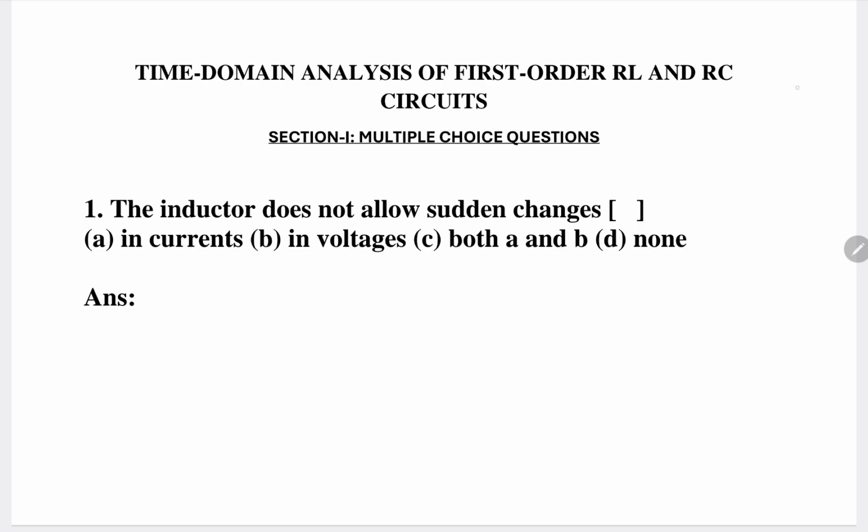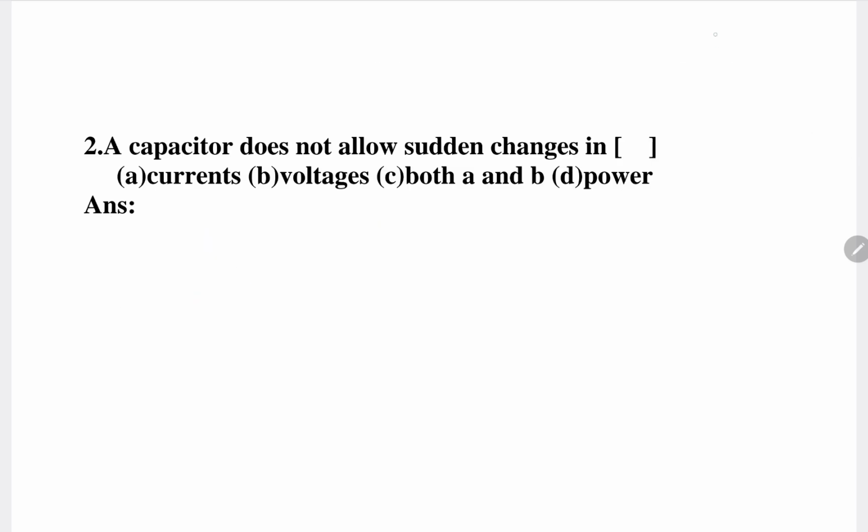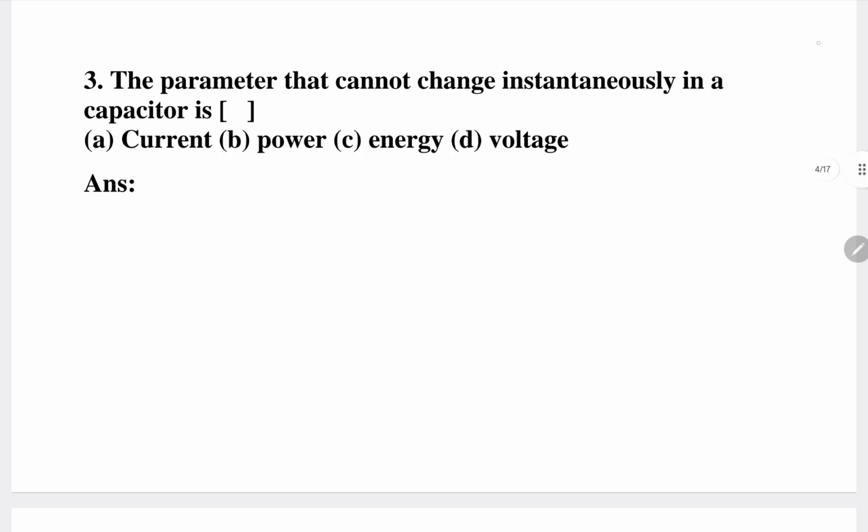What is the first question asked? The inductor does not allow sudden changes in what? The inductor is not going to allow sudden changes in current. Answer is A. Next, second question. The capacitor does not allow sudden changes in voltage. Answer is what? The capacitor is not going to allow sudden changes in voltage.